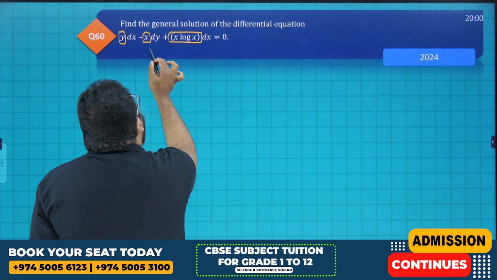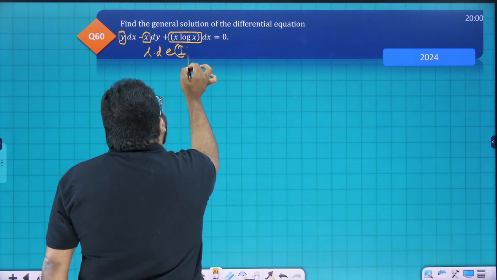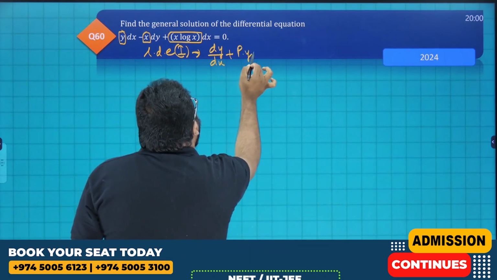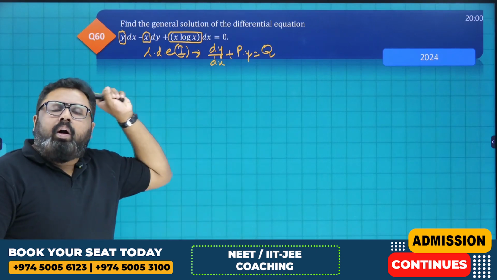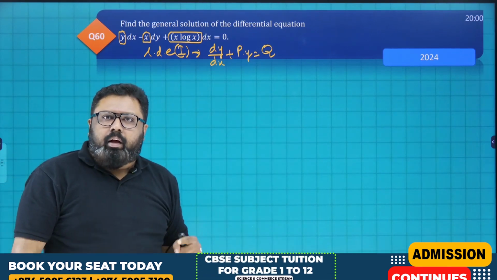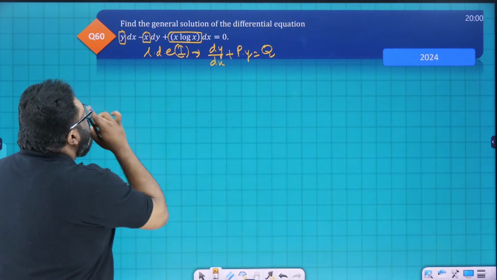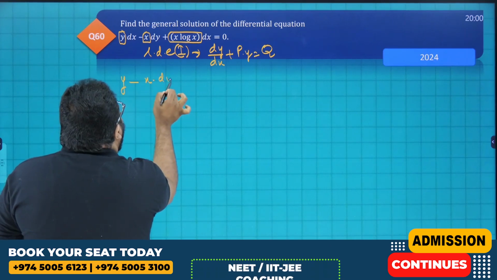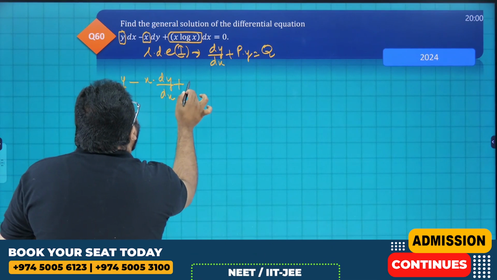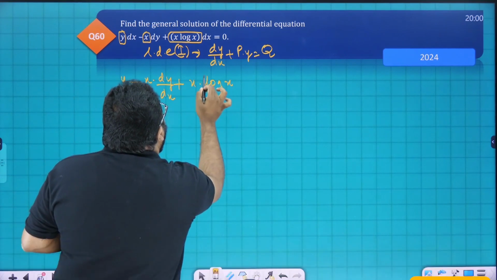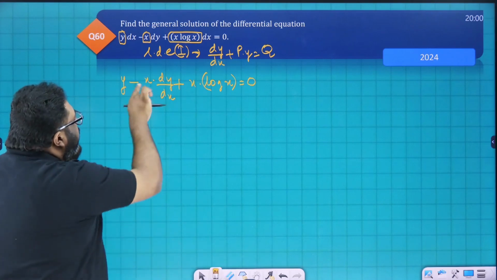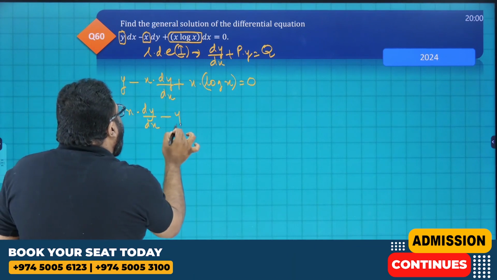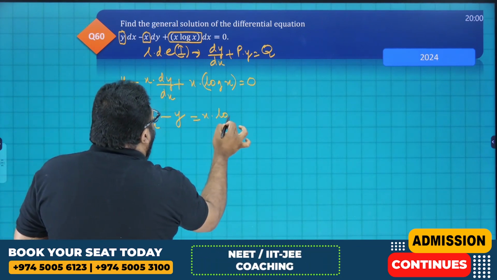Correct? So it is LDE, my dears, LDE type 1, which can be written in the form dy by dx plus py equals q. Once again, all x functions with a single y, or all y functions with a single x. So I need dy by dx, so dividing by dx everywhere. So y minus x into dy by dx plus x log x equals 0. So I'll take these terms that side. So x into dy by dx minus y is equal to x log x.